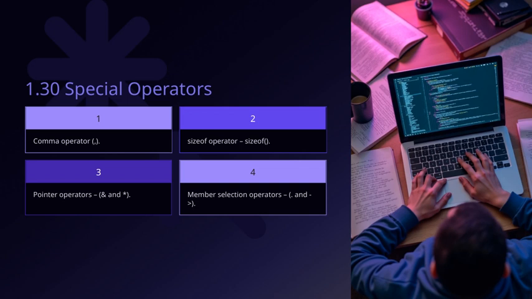Finally, we have the member selection operators, which include the dot operator and the arrow operator. The dot operator is used to access members of a structure or class when you have an object, while the arrow operator is used when you have a pointer to a structure or class to access its members directly. All of these operators play a vital role in writing efficient, clear, and effective C++ code, especially as we work more closely with memory management and data structures.